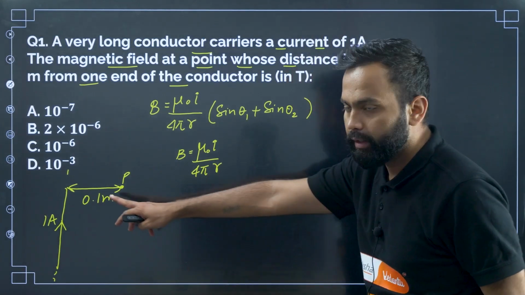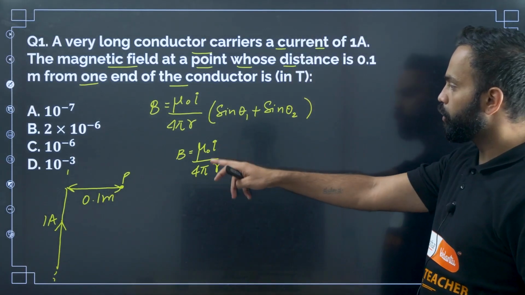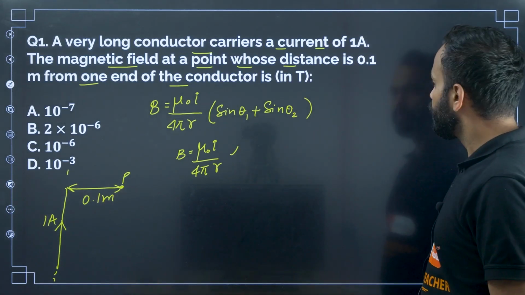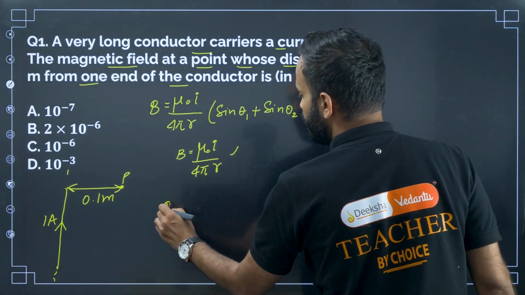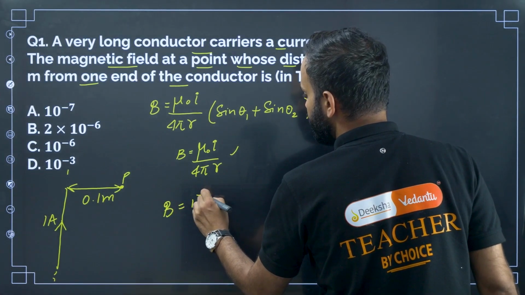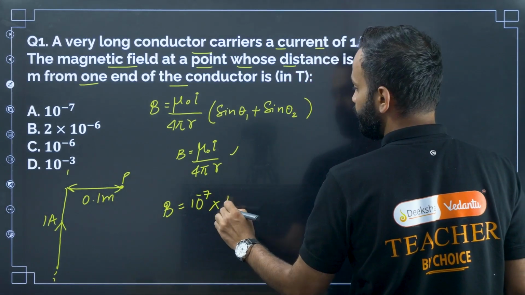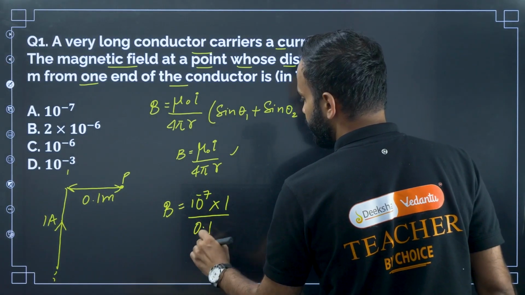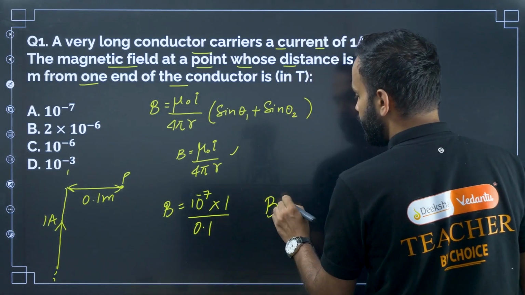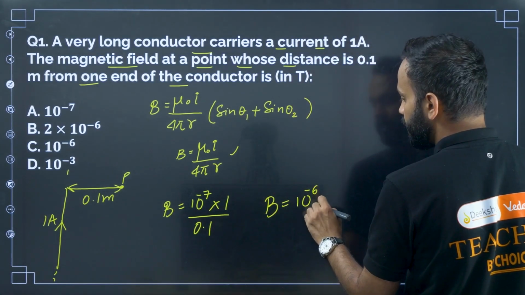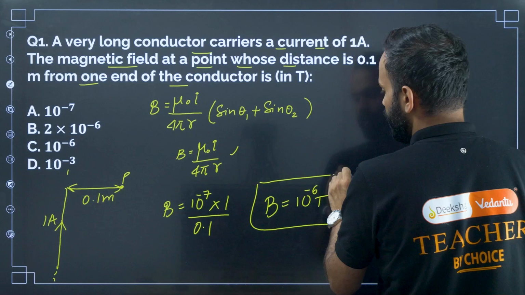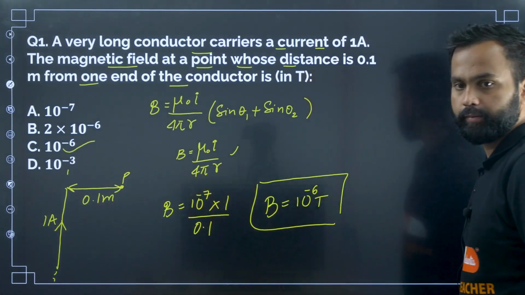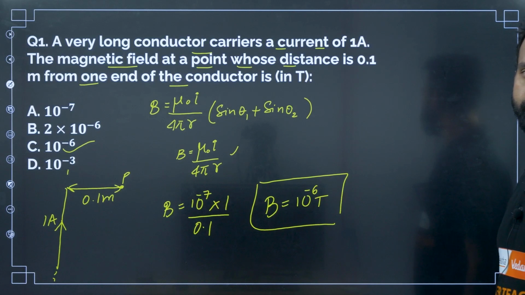What is the value of r? 0.1 meter. What is the value of mu naught by 4 pi? 10 to the power minus 7. What is the value of I? 1 ampere. So B equals 10 to the power minus 7 into 1 ampere divided by 0.1. So B equals 10 to the power minus 6 Tesla. So the correct option is C.